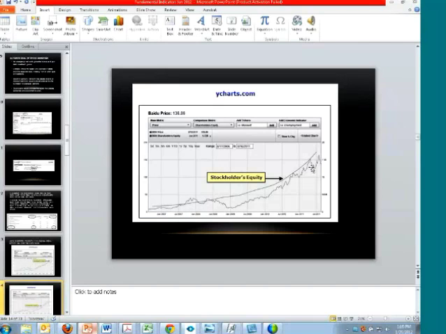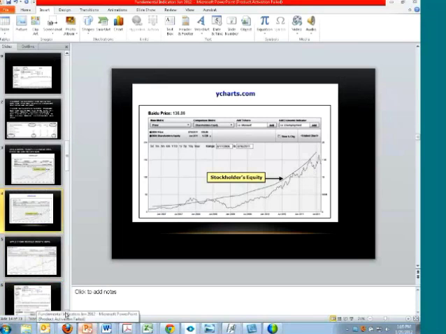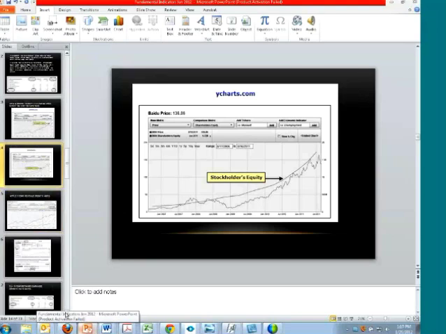Those are the two sites I normally use to download stockholders' equity, and we use stockholders' equity as one of our basic fundamental indicators when we're looking to buy a stock in the stock portfolio.